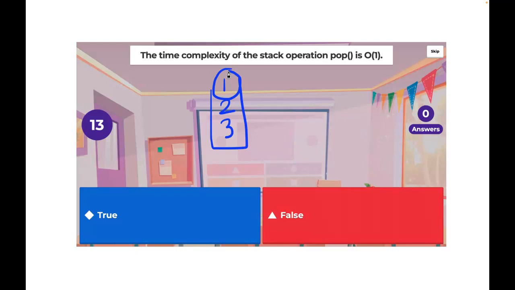And so because we are not traversing through our entire stack, we're not traversing through anything, and we're only removing that very top one, it is true that the time complexity is constant, and it is O(1), right? Because it doesn't take a for loop for us to remove something from the stack. So it is indeed true.